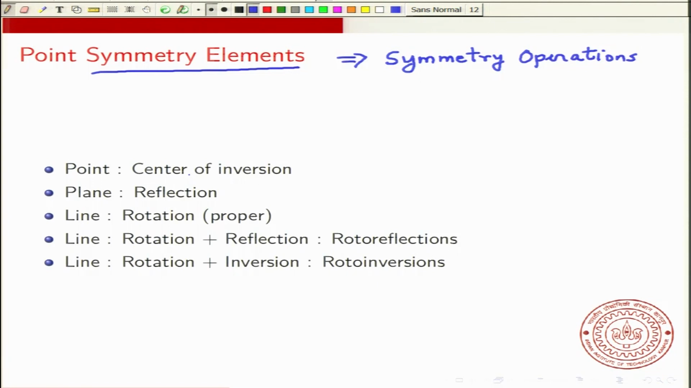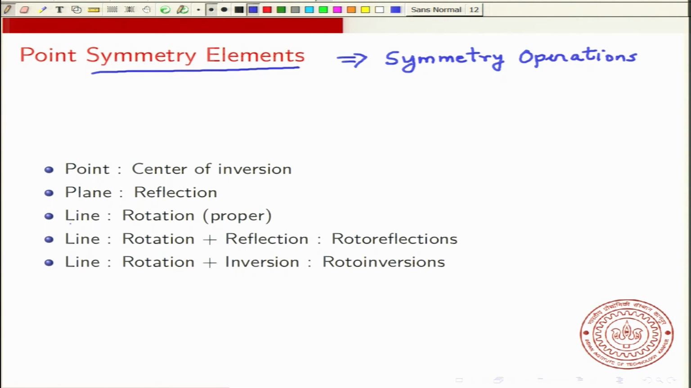Then you could have a plane. Plane is a symmetry element, and the operation that is carried out by the plane is a reflection about that plane. So, you reflect the entire system about that plane, and you will get a new system, and this is the symmetry operation that is carried out by the plane.